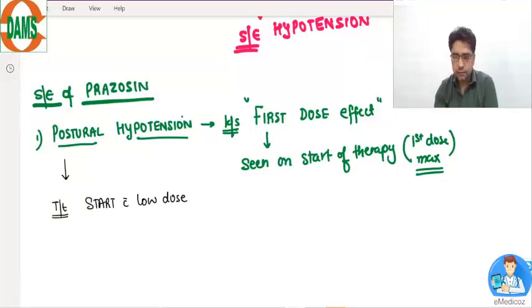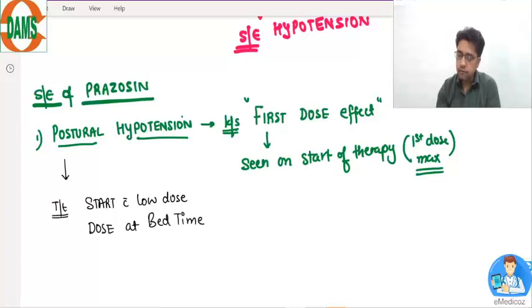Start with a low dose and give the dose at bedtime. Why bedtime? Because the person will eat and lie down, so the person doesn't have to stand up. Generally we start with 0.5 milligram HS. HS stands for before going to sleep, and then we gradually increase to 4 milligram HS.